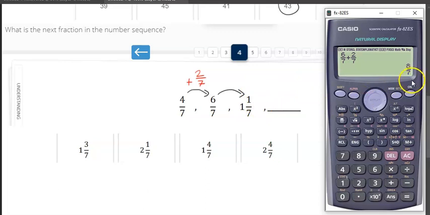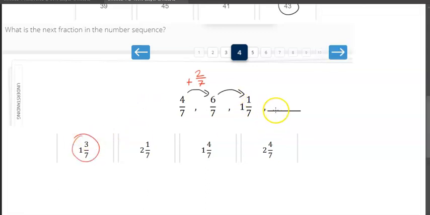So to make sure that we have the proper fraction format, if we want to display in a proper fraction format, we press the Shift button and then we press this SD button here. And that will convert an improper fraction to a proper fraction. So we know in this case that we are adding 2/7. And again, we're just going to get 1 and 1/7, and we're going to add 2/7. Now I know in this case this is going to be 1 and 3/7. Okay, because 1/7 plus 2/7 is 3/7.